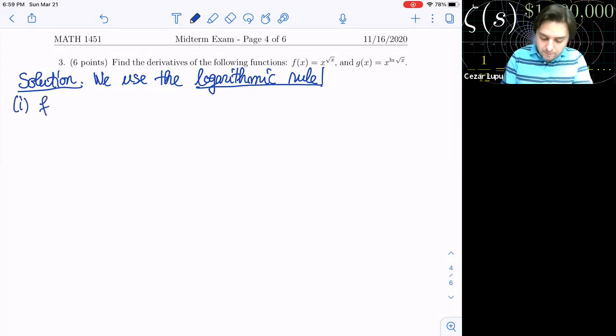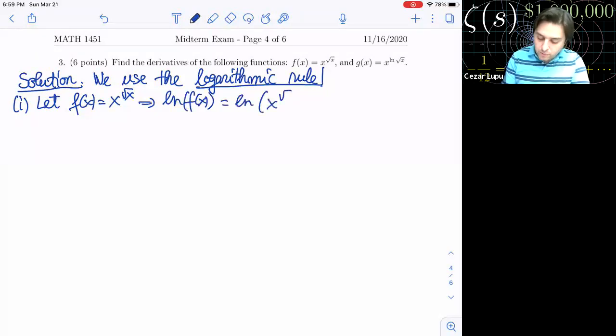Take f of x. So let f of x be x to the power square root of x. Now take the log. So this means that ln of f of x is ln of x to the power square root of x. But now, by the basic operations with the natural log, the square root of x will come outside the log. So this will be equal to square root of x times ln of x.